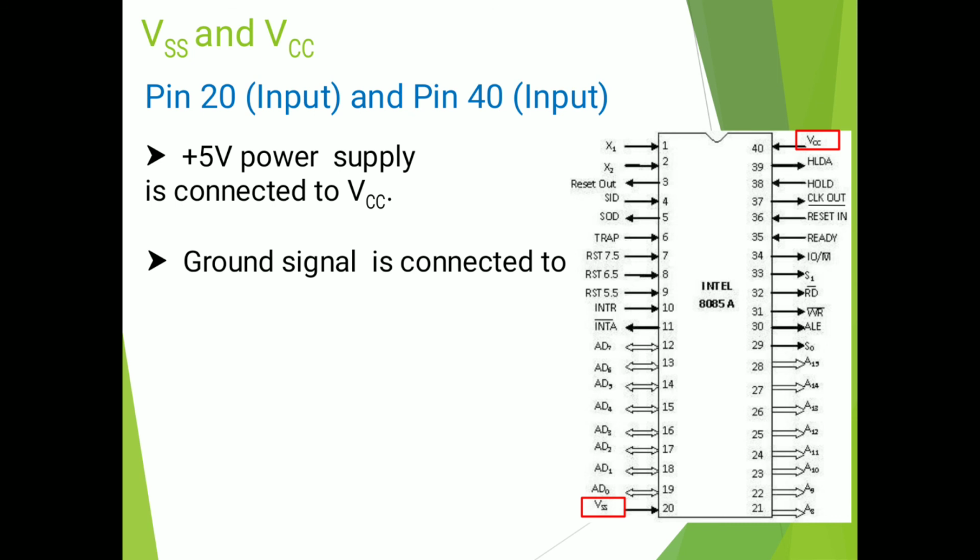VSS and VCC. VCC is the supply voltage. This pin indicates the power supply to the microprocessor, that is 5 volt. And VSS is the ground signal. If there is excessive power supply, then it is passed to the ground.